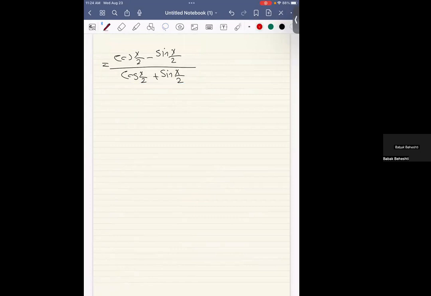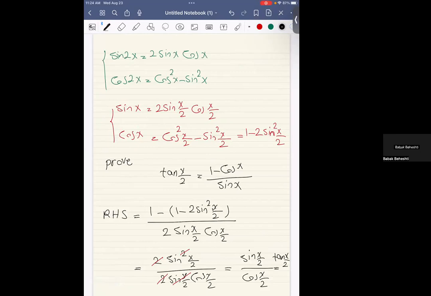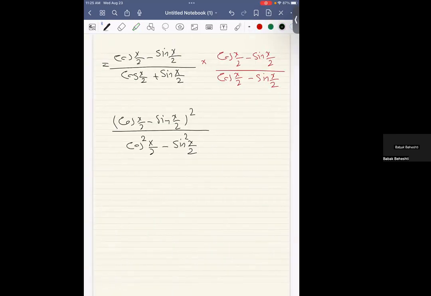Now what you can do is multiply this by cos x half minus sine x half. But when you multiply by something, you need to divide by the same thing. So on the top, you have cos x half minus sine x half squared. And then at the bottom, you have cos squared x half minus sine squared x half, which is cos x, right? You see here, cos squared of x half minus sine squared of x half is just cos x. So on the bottom, this is just cos x.